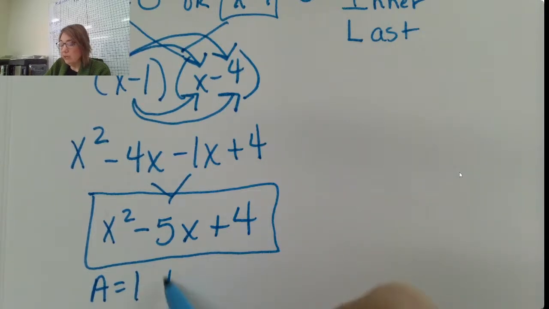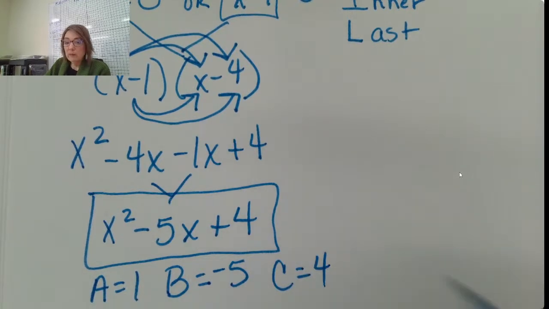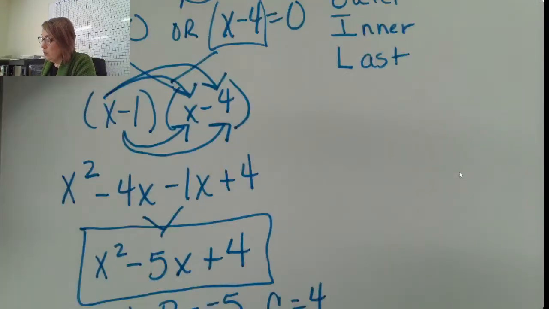What's our b value? Negative 5. And what is our c value? Y'all see how simple that is? Okay. So we're going to do a few more of those. We'll do one more together, and then I'll let y'all do a few more on your own so we can make sure everybody understands it, okay? So let's do one together.